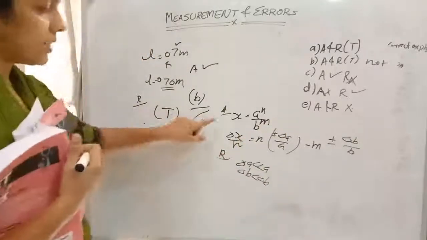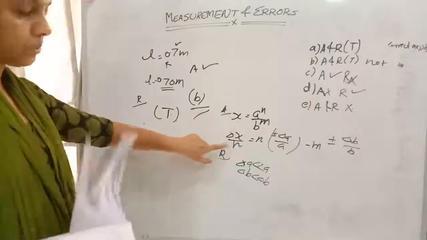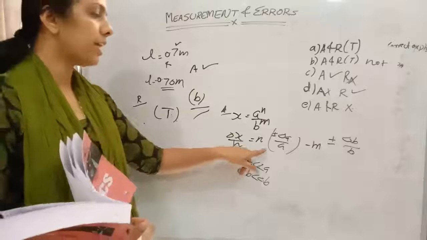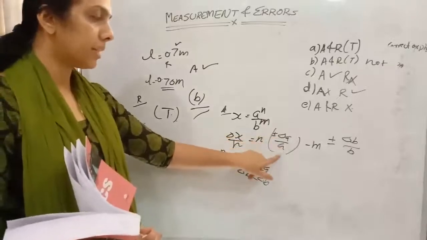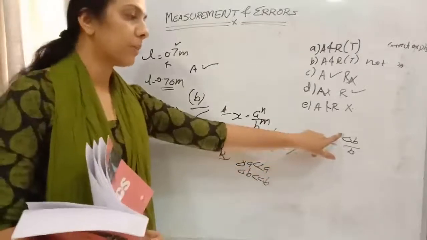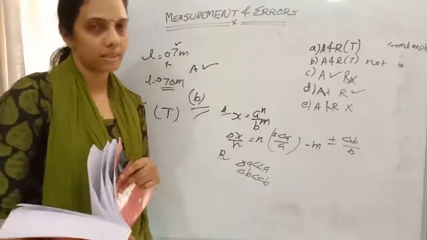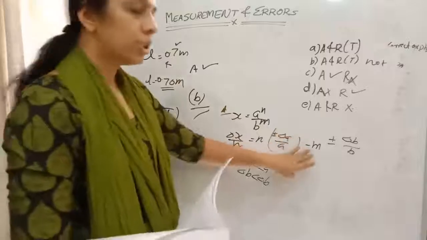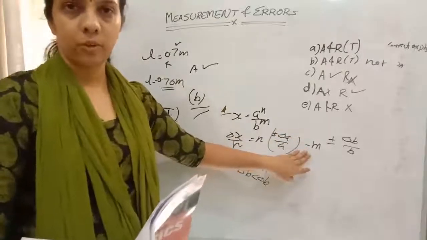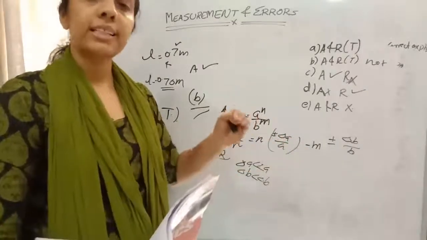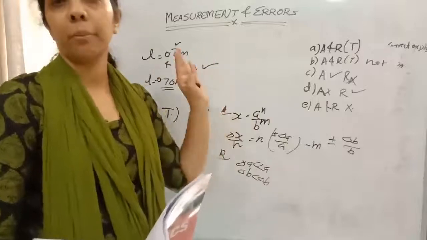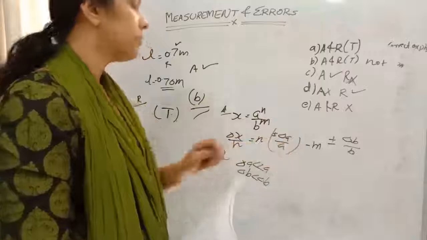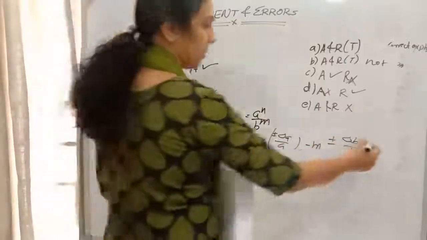First we will move to the assertion. Delta x by x equals n into plus or minus delta a by a minus m into plus or minus delta b by b. Is it correct? No, because in multiplication and division we should go for the positive sign only, right? The relative errors should be added up in multiplication and division. So this is wrong. The assertion is false.